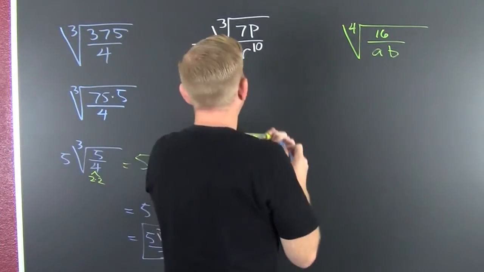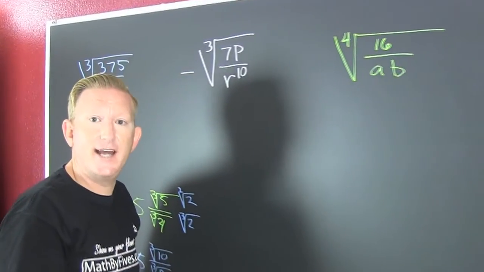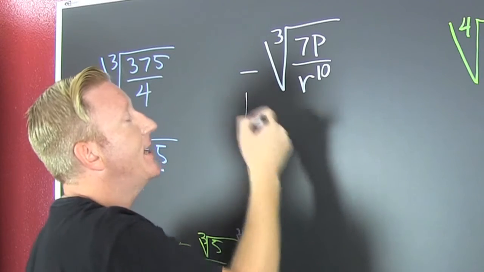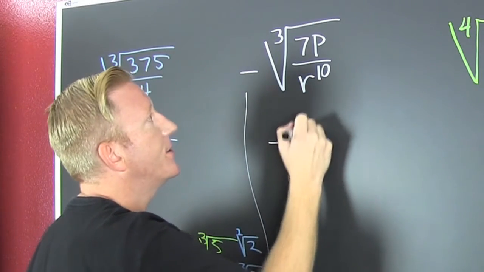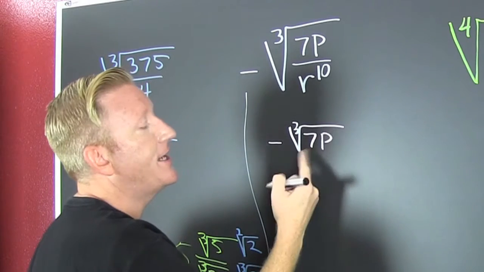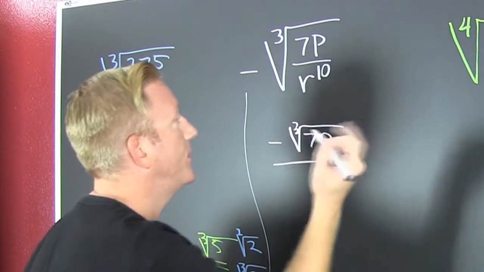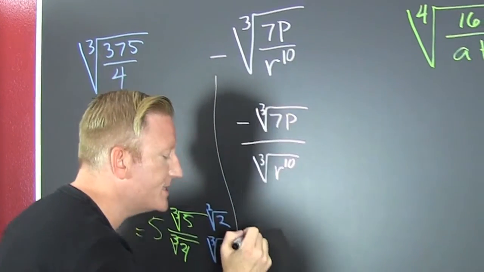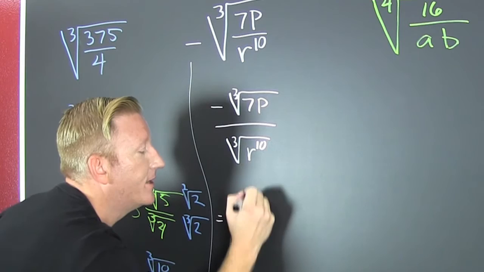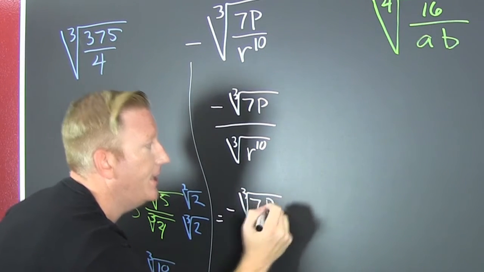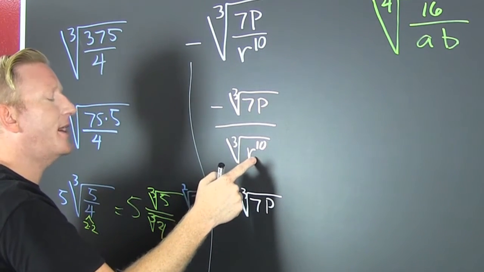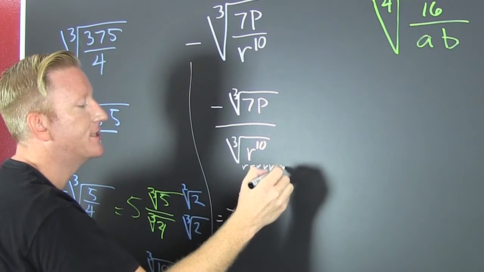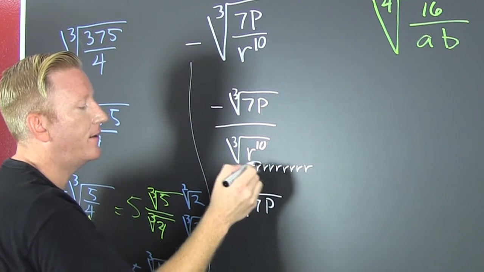Like in the previous example, we simplify that radical first. So that's a minus because it's on the outside. Then that's the third root of 7p, and there are no perfect cube factors in there, so that's divided by the third root of r to the 10. Then I simplify that root, and that's minus the third root of 7p, and then how many r's do we take out of there? There's 10. 1, 2, 3, 4, 5, 6, 7, 8, 9, 10 r's.